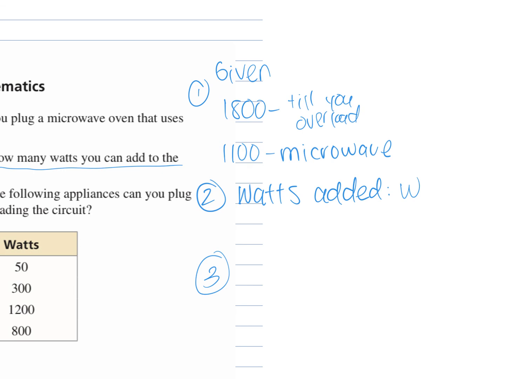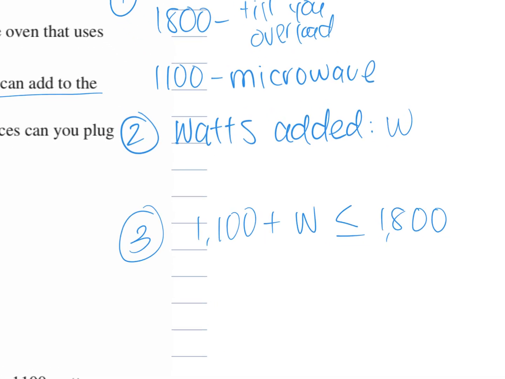Hunter? Alright, 1,100 plus W is less than or equal to 1,800. Good. Is that right? You are 1,000% correct, except for one small minor detail.